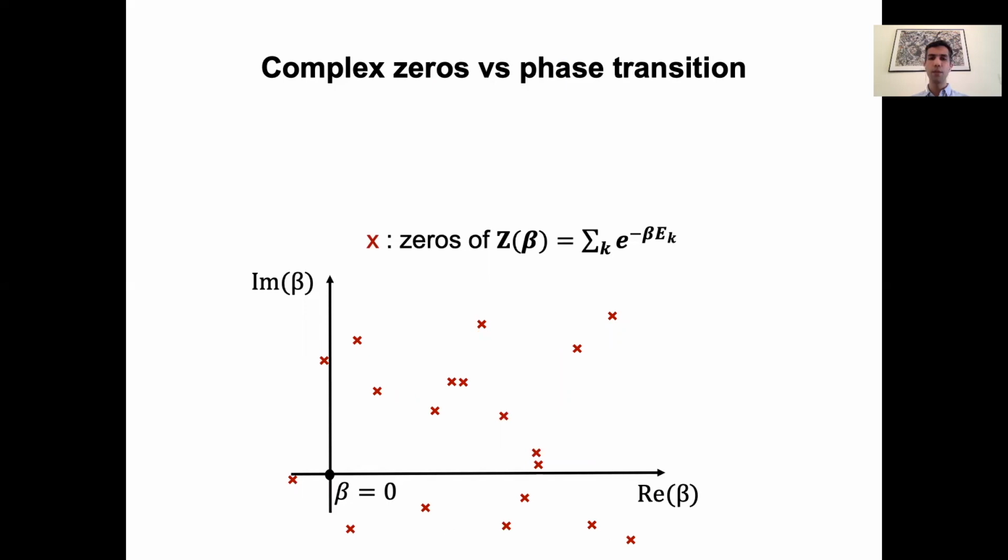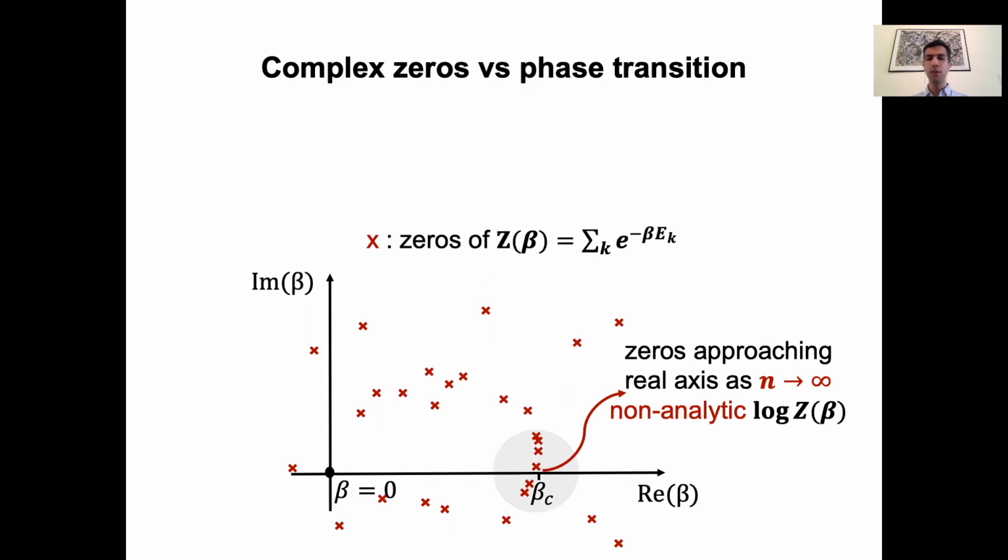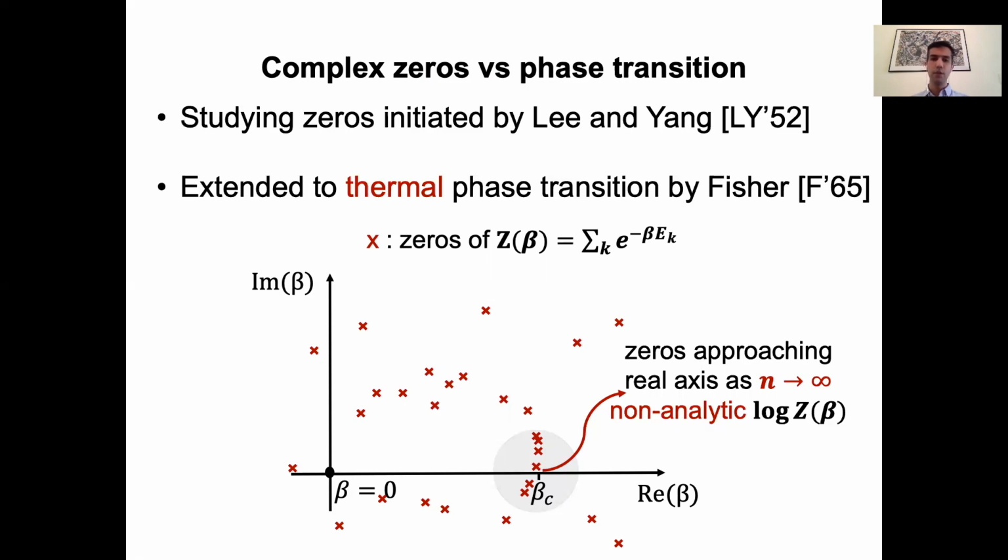As we change the number of spins in the system, the number and location of these zeros change. And in particular, in the limit of the number of particles or spins going to infinity, some of these zeros approach and accumulate around a specific point on the real axis. So the partition function at this point vanishes, and its log, the free energy, becomes non-analytic, and hence a phase transition occurs. The study of these zeros was initiated by Lee and Yang in a slightly different context, and it was later extended to thermal phase transition by Fisher. Hence, these complex zeros in the beta plane are often called the Fisher zeros.